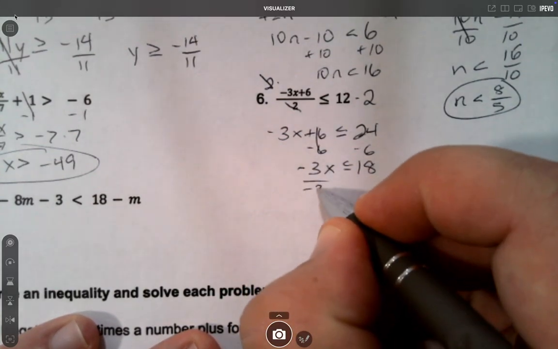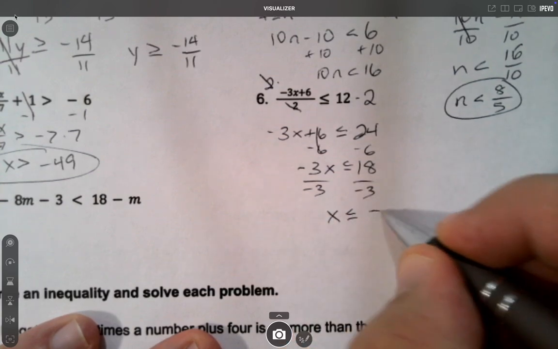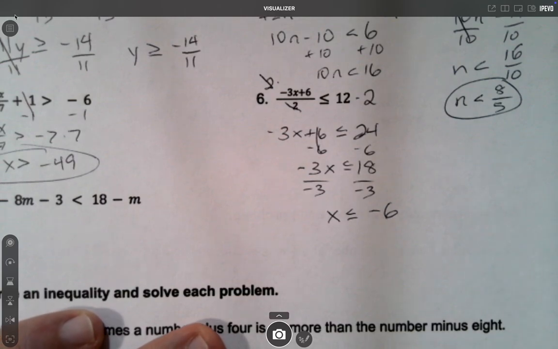And divide both sides by -3. So that gives us x is less than or equal to -6. I made a mistake. I didn't do it on purpose. I wish I could say I did, but I didn't.